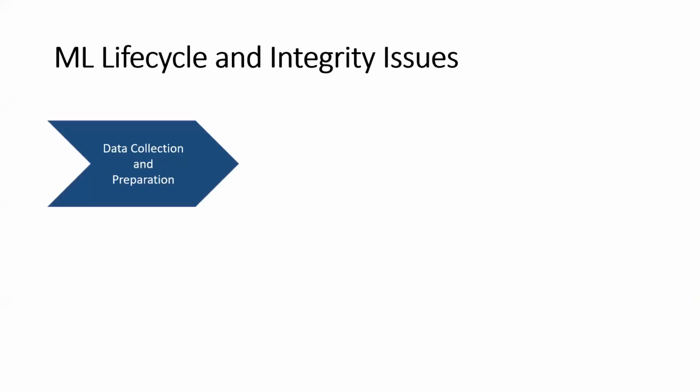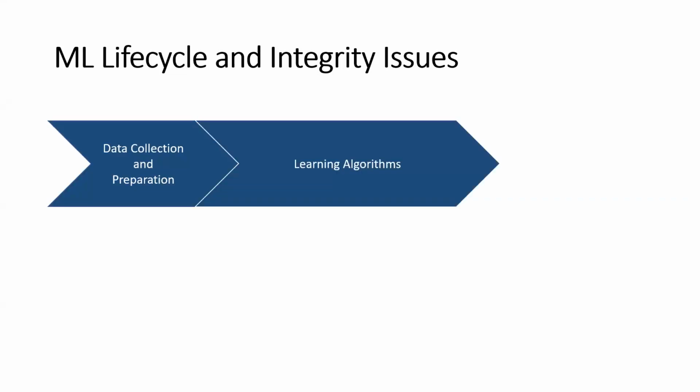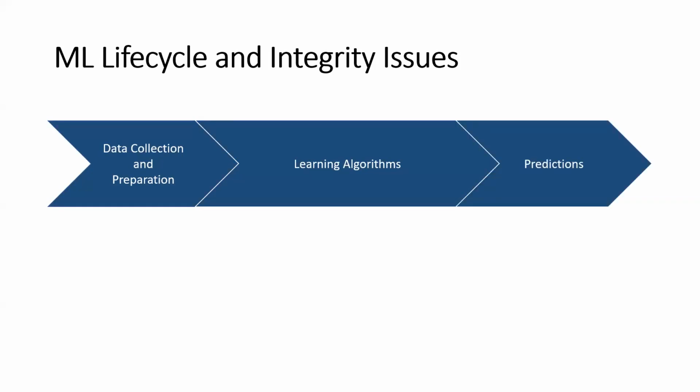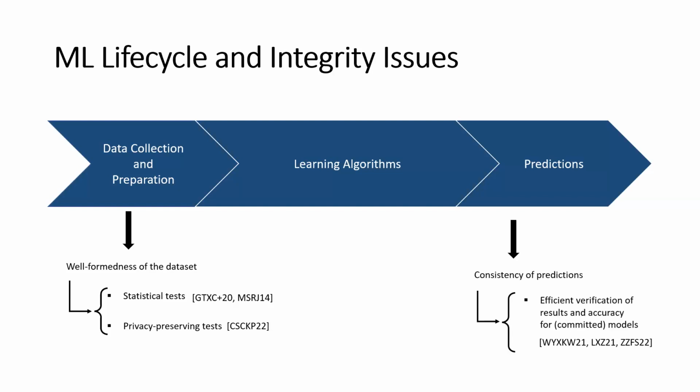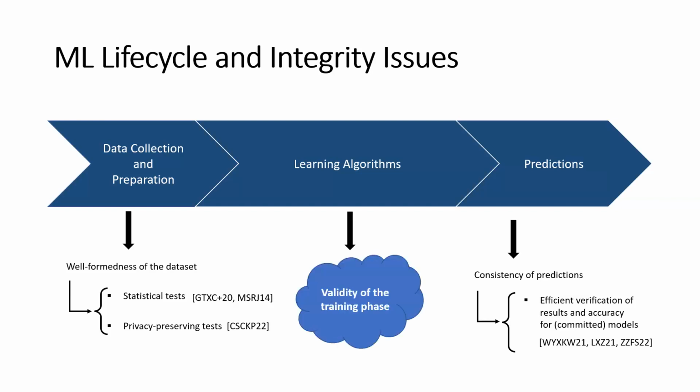Let's look at the life cycle of machine learning models. First, we collect enough data samples, then we apply some learning algorithms, and finally, we use the predictions of the model. For each of the phases, we can define different integrity issues. For example, in data collection, is the data set well formed or not? For predictions, are predictions consistent with the committed model or not? But here we focus on the training phase, the learning algorithms of the machine learning model.